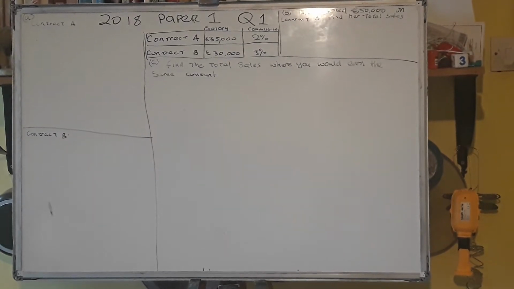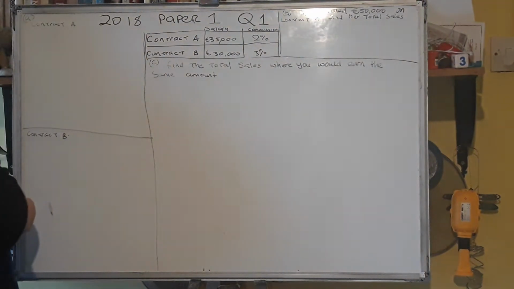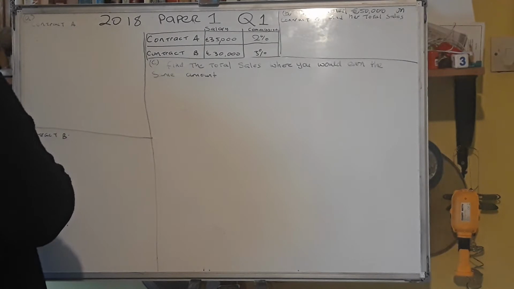Okay, so this is 2018 paper 1, question 1. When Sean joined a sales company, he was offered a choice of 2 different salary contracts. The details of the contracts are outlined in the table below.